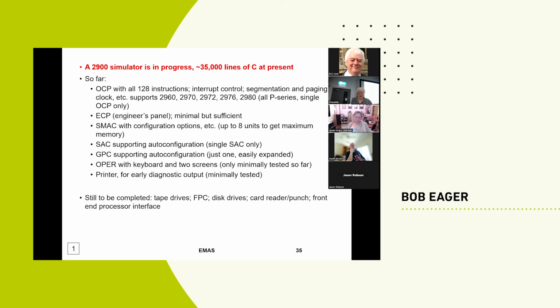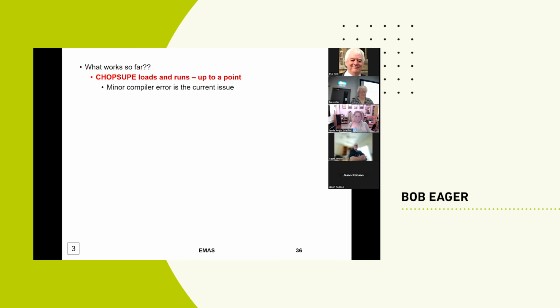So I'm still going to complete the tape drives, which are tricky. The FPC, which isn't, the disk drives, which are easy because they're IBM disk drives. Card reader and punch if I wanted to, and the front-end processor. And then, of course, I'd have to resurrect the operating system that runs on the PDP-11. That's a whole new ball game. But there is a simulator for that, so it's not so bad.